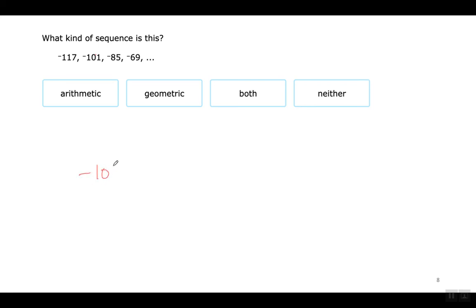So if I do negative 101 minus the number before it, which is negative 117, pay attention to how I wrote that. Negative 101 minus the number before it. So there's two subtraction signs next to each other. That would become this, and the difference there is the same as 117 minus 101. The difference is going to be 16. So what I'm doing here is adding 16 to get from negative 117 to negative 101.